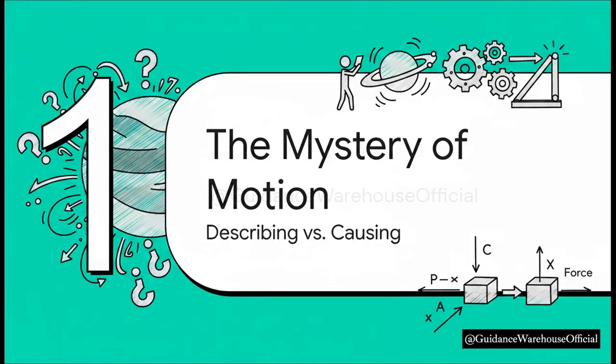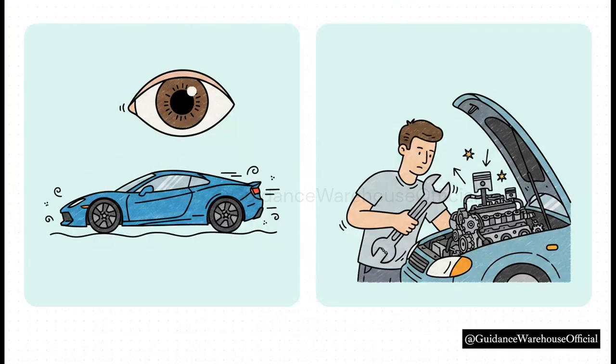Okay, let's jump right into section 1, the mystery of motion, where we'll look at describing versus causing motion. Up until now, you might be pretty familiar with kinematics. Kinematics is the language of description. It basically tells us the how. How fast is the car going? What's its acceleration? What is its velocity? But kinematics is completely blind to the why, and that is exactly where dynamics comes in.